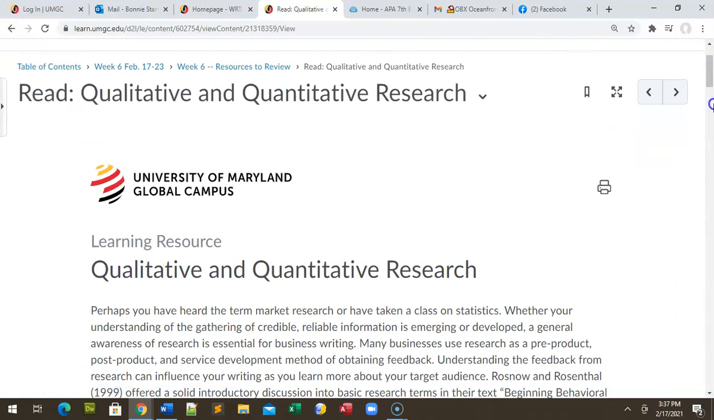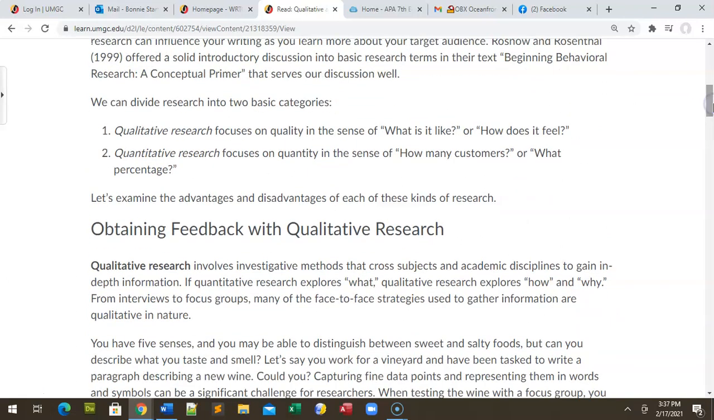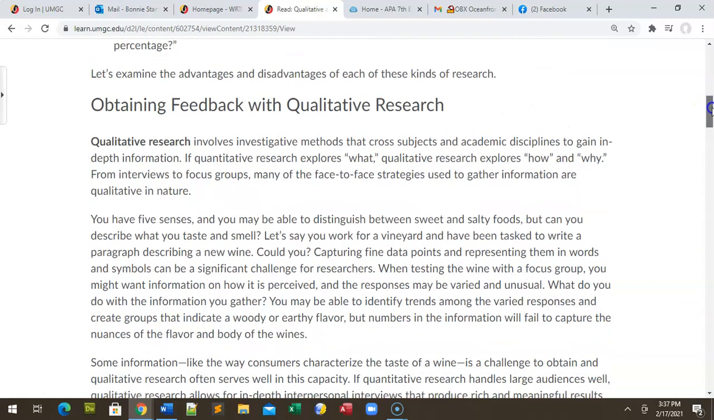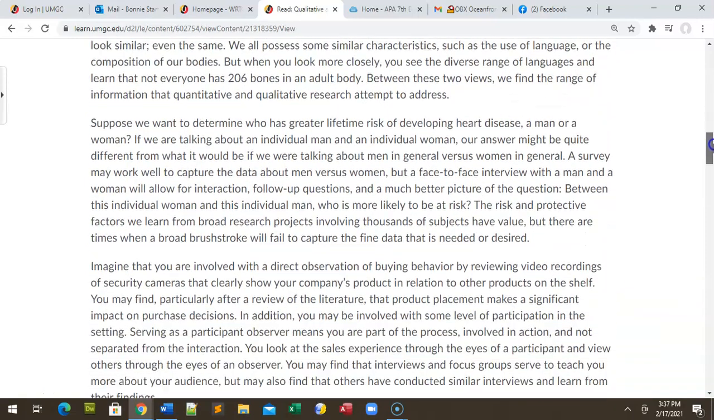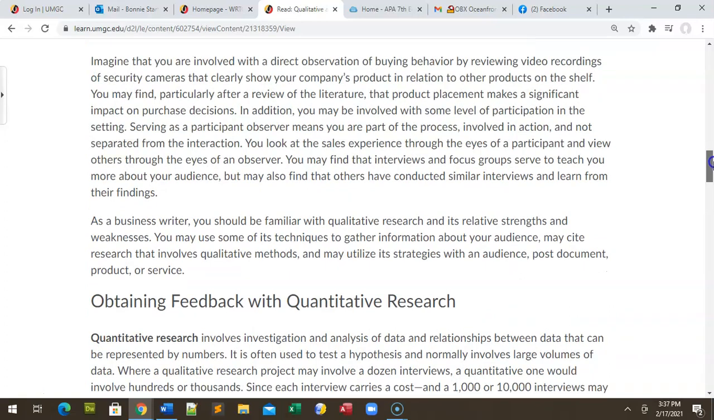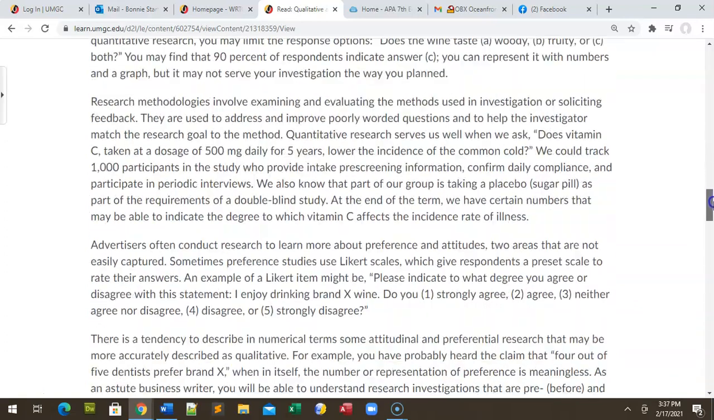All right, your qualitative and your quantitative research. We divide research into two basic categories. Qualitative, which means we're looking at the quality of the research that we're doing. And then quantitative, meaning we're talking about, are we giving enough information to convince the person? Again, take some time and read through these lessons and see how it will fit based on your paper.